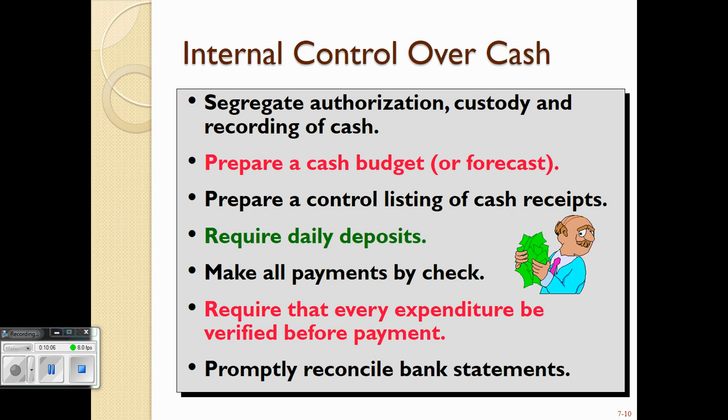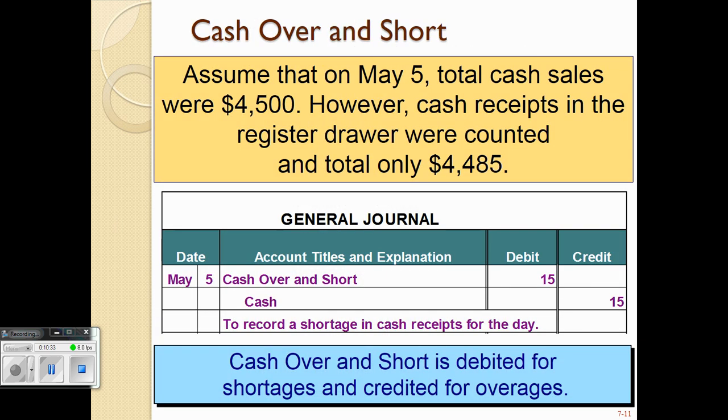We make all payments by check, not just reaching into the cash register and saying, hey, we owe him $200. Let's just reach into the cash register, grab the $200 and hand it to him and be done. It leads to a very weak control over cash. Requiring that expenditures be verified with some sort of a bill or an invoice, and properly reconciling your bank statements are always ways to improve your control over cash.